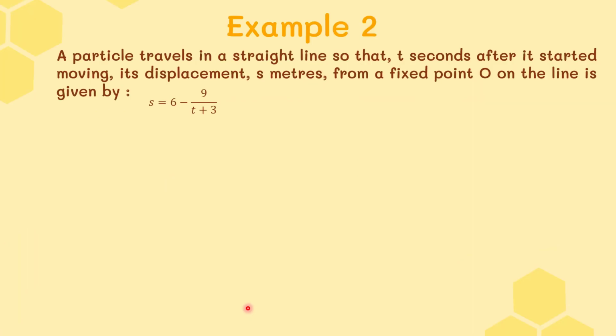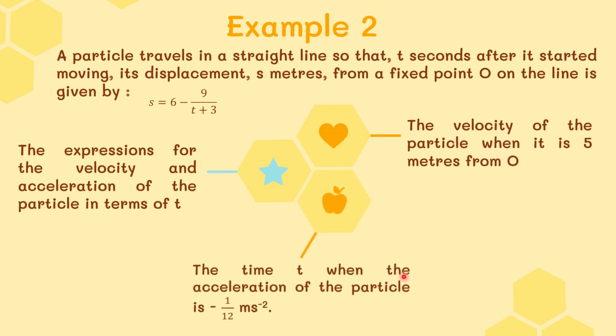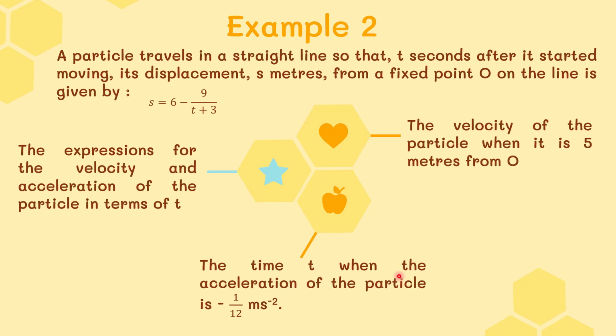Let's see example 2. Here, we have a particle that travels in a straight line so that t seconds after it started moving, its displacement s meters from a fixed point O on the line is given by s equals 6 minus 9 over t plus 3. The first question: find the expressions for the velocity and acceleration of the particle. Next, find the velocity of the particle when it is 5 meters from O. And the last one, the time t when the acceleration of the particle is minus 1/12 meters per second squared.